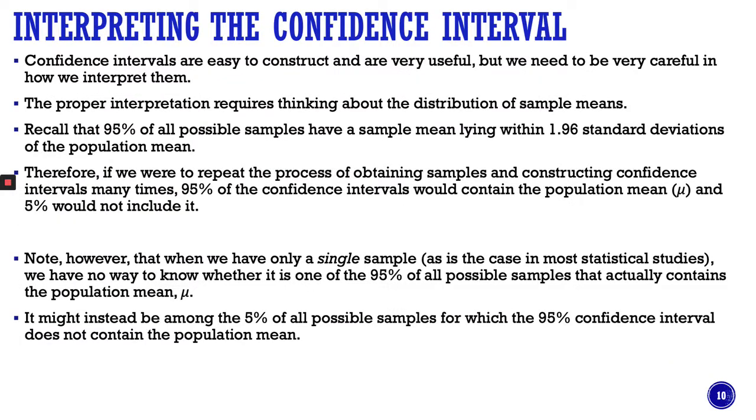Confidence intervals are easy to construct and are very useful, but we need to be very careful in how we interpret them. The proper interpretation requires thinking about the distribution of sample means. Recall that 95% of all possible samples have a sample mean lying within 1.96 standard deviations of the population mean. Therefore, if we were to repeat the process of obtaining samples and constructing confidence intervals many times, 95% of the confidence intervals would contain the population mean, which is mu, and 5% would not include it. Note, however, that when we have only a single sample, as is the case in most statistical studies, we have no way to know whether it's one of the 95% of all possible samples that actually contains the population mean of mu. It might instead be among the 5% of all possible samples for which the 95% confidence interval does not contain the population mean.